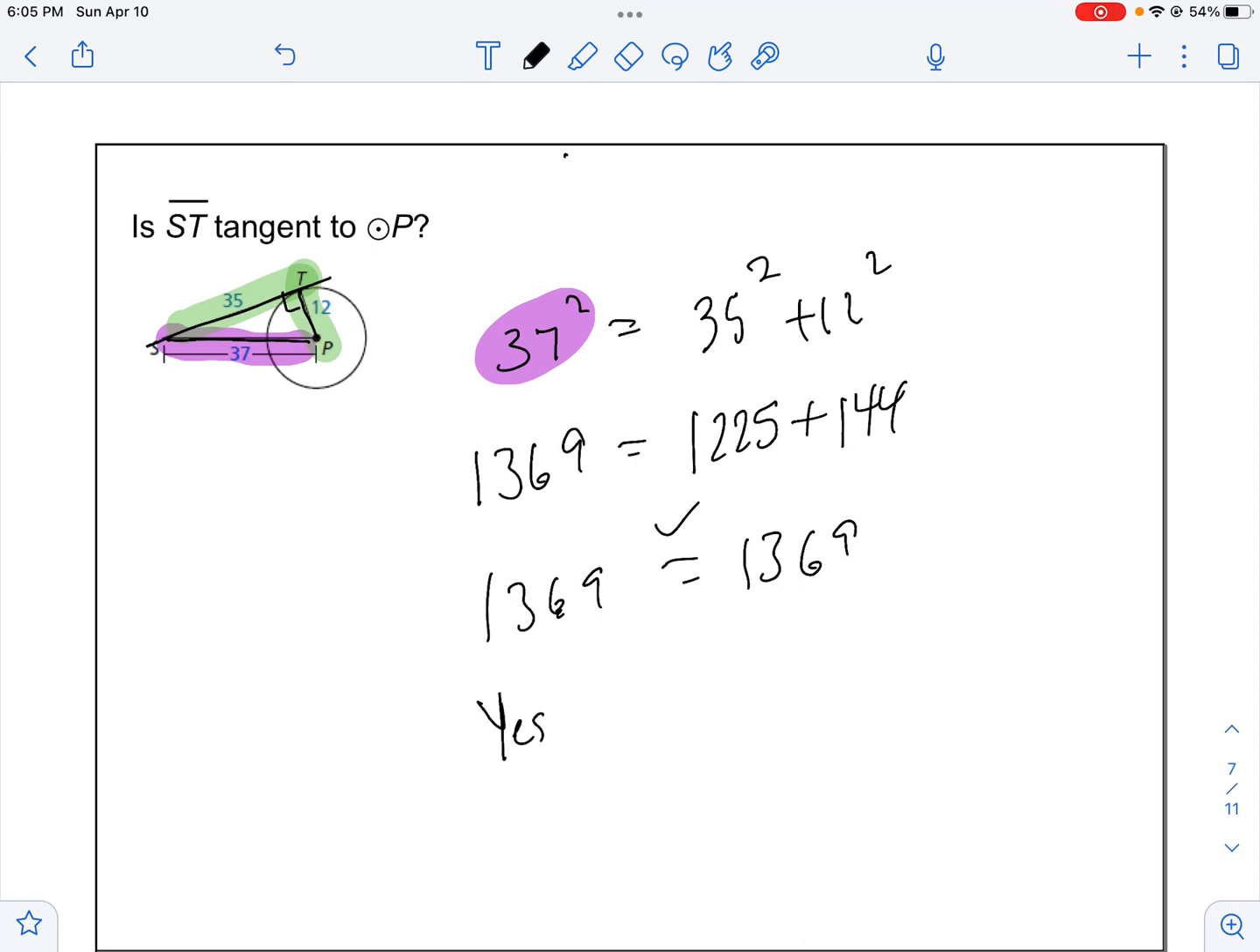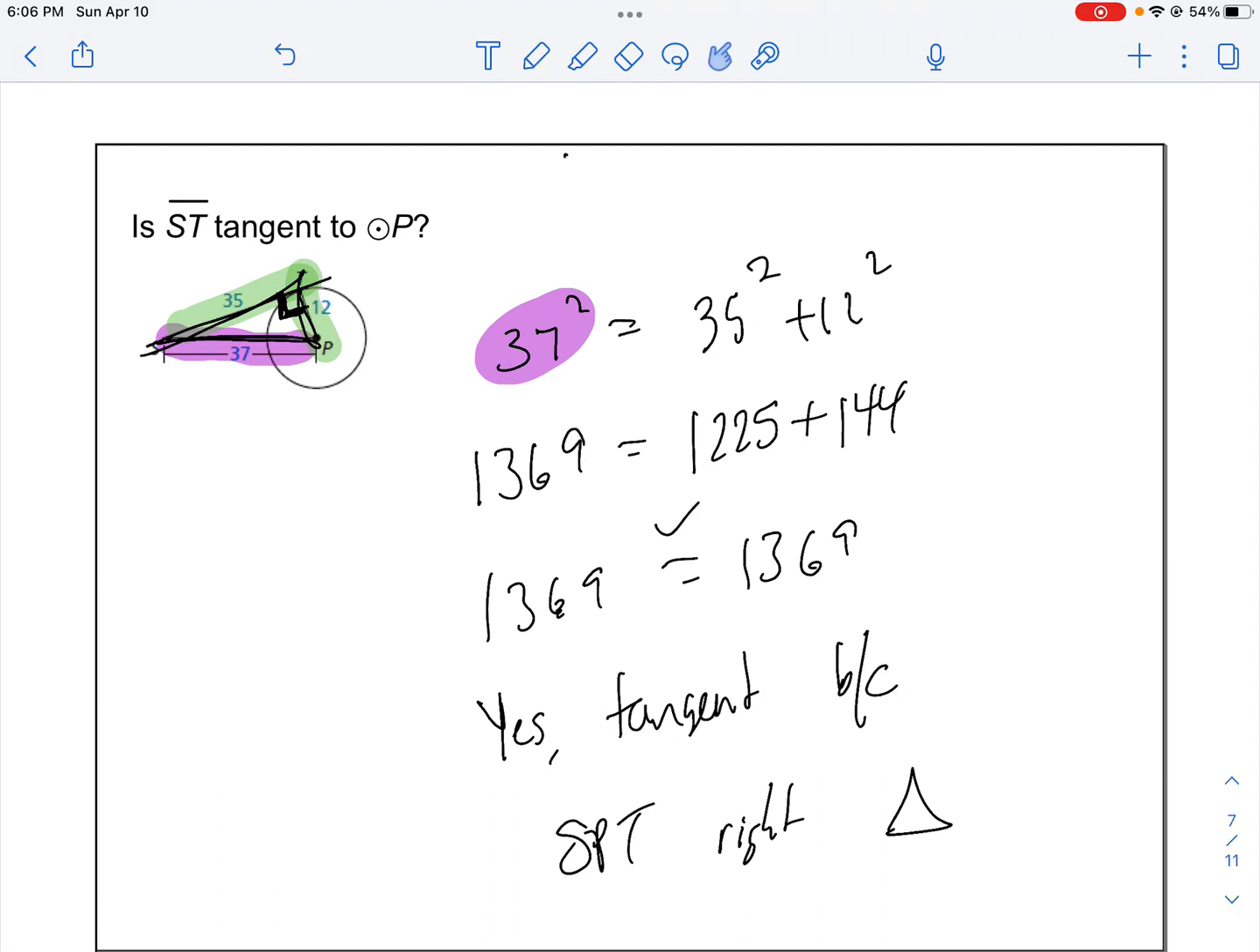Yes. This is tangent because SPT is a right triangle. So we proved that this was 90 by proving that it was a right triangle. Cool.